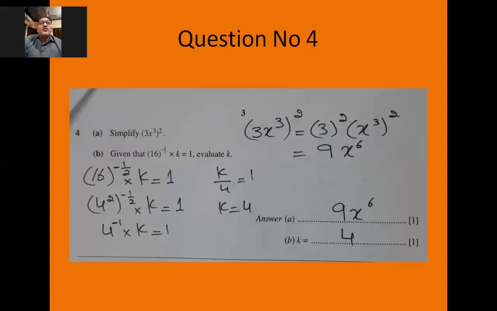Okay. So question number 3, A part is, it says bracket 3x cube, bracket close, square.